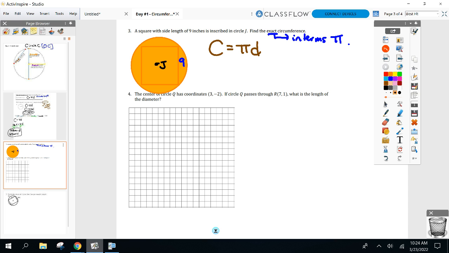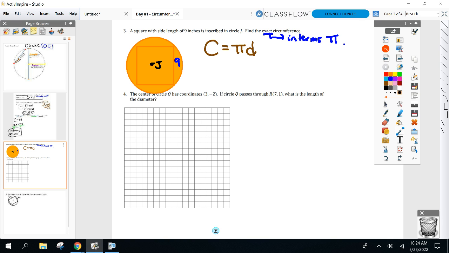All right, need your help then. How am I going to figure out what a diameter is here? All right, let me just draw. I wouldn't do this on yours, but let me just draw one on mine. Yeah, there you go. That's the diameter.